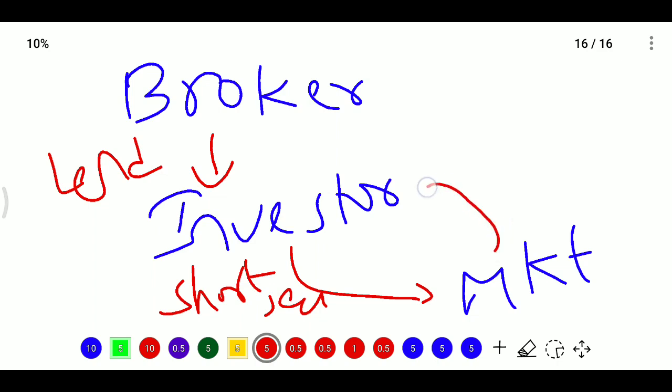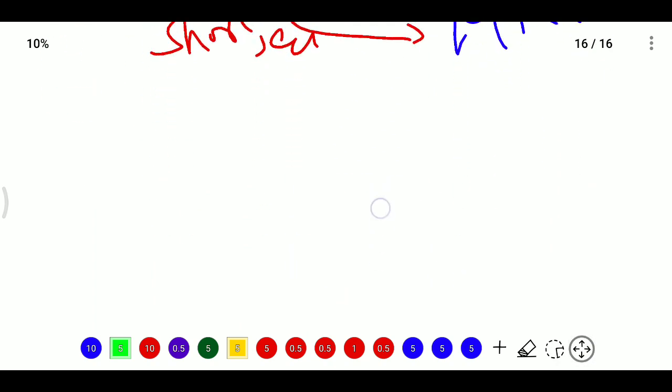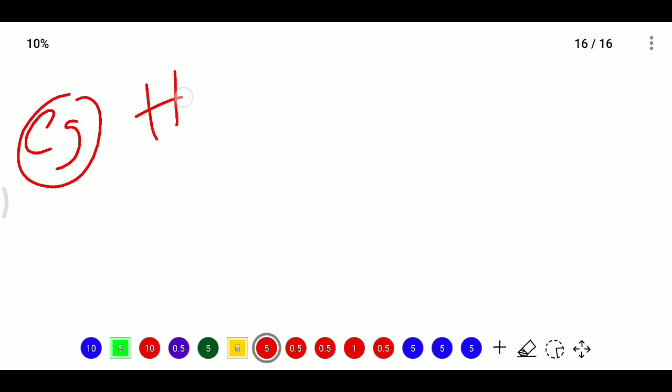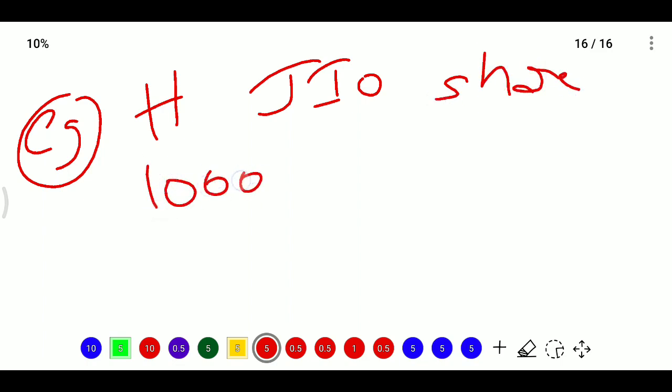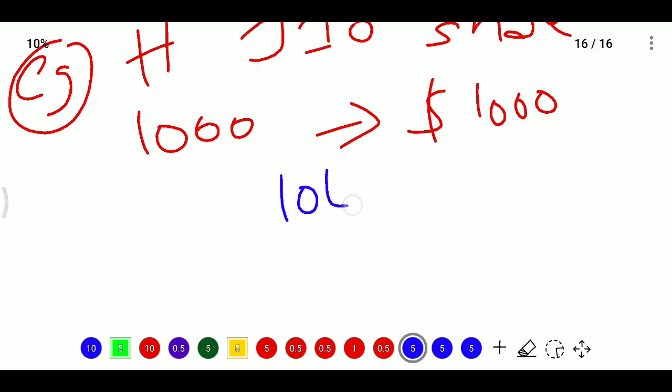For example, I will give one example. A fund manager, whose name is H, decided that shares of a Geo company are overpriced and predicted they will fall. In order to benefit, this fund manager decided to short sell 1000 Geo shares at their current price of 1000 rupees. The total value of the transaction, 1000 into 1000, will become 10 lakh rupees.